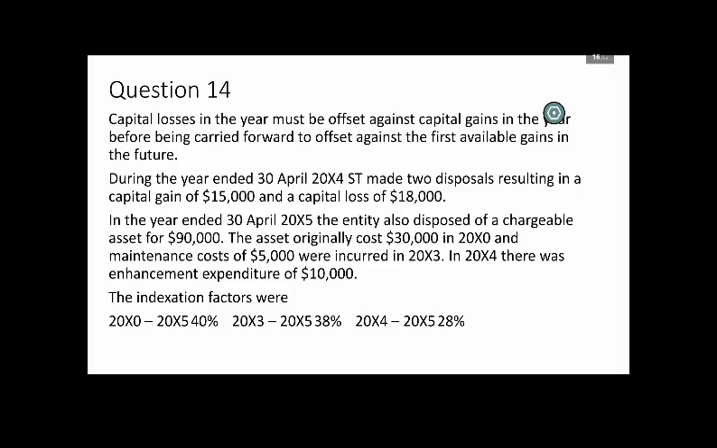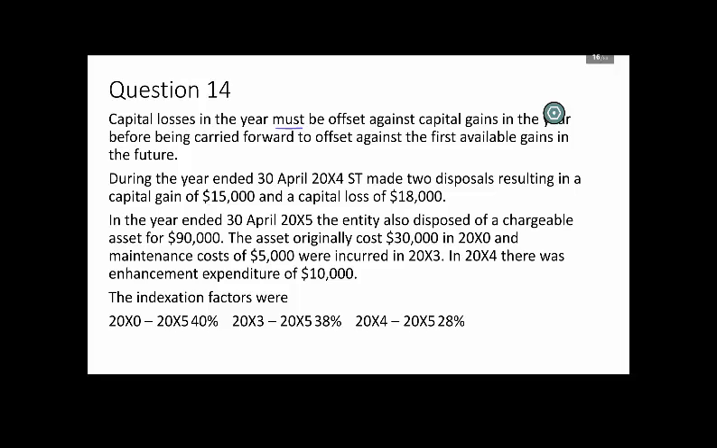Question 14 is another capital gains style question, but this time there's quite a lot going on. So the start of the question gives us a reminder of some tax rules relating to capital losses, and says in this case we're going to work on the basis that capital losses arising within the year must be offset against capital gains arising in the same year before then being carried forward to offset against first available gains in the future, which is the general rule that we use with capital losses in the Cima exams.